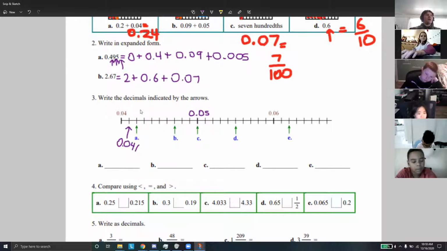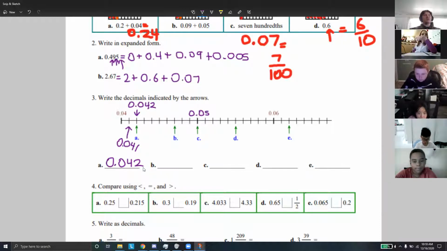And then 2 to the right of it, this one here, is not just 4 hundredths, it's 4 hundredths plus 2 out of 10 to the right, which is 2 thousandths. So that would be our answer A, 0 and 42 thousandths. And we say 0 and 42 thousandths because the last digit in this number is in the thousandth place. Great.